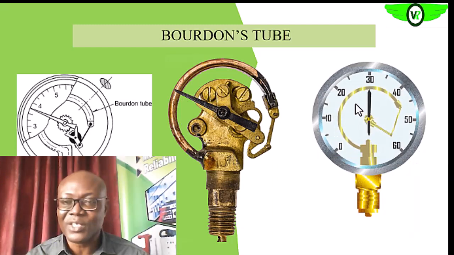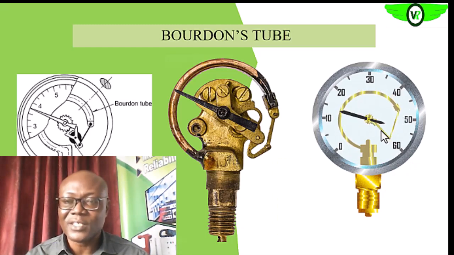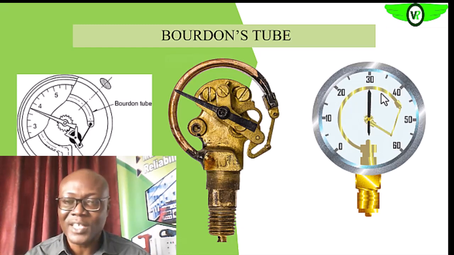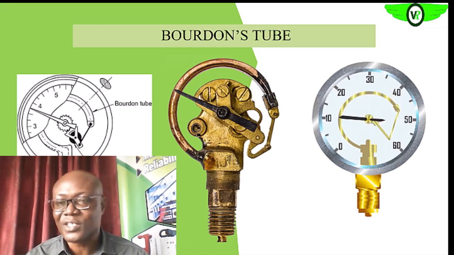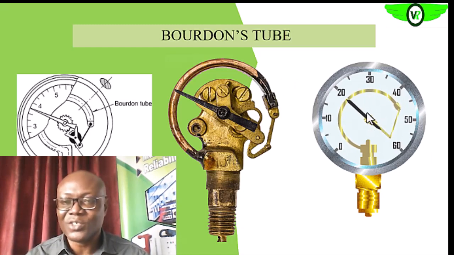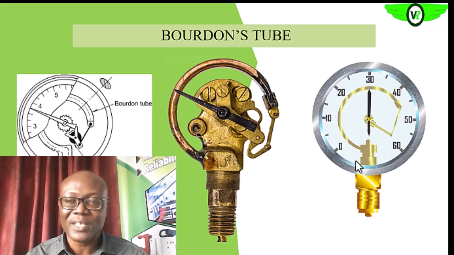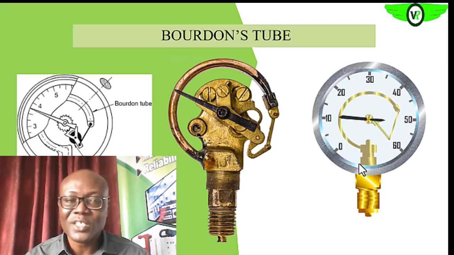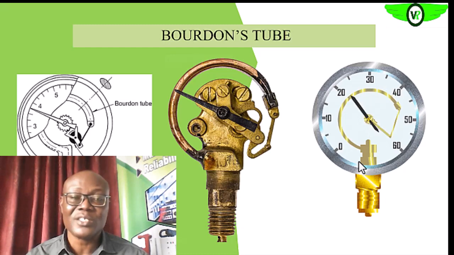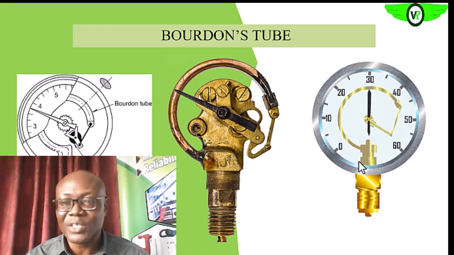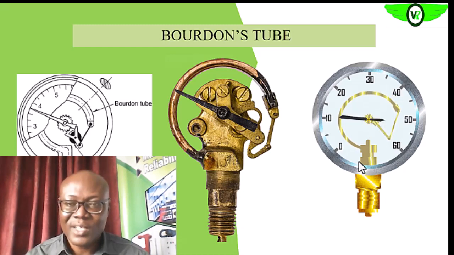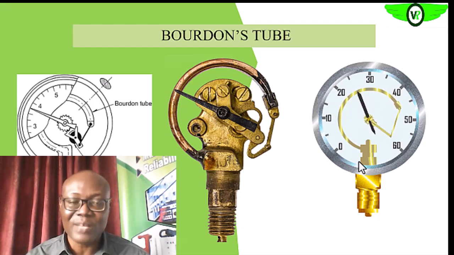Okay, so as the pressure is increasing, you see the tube is stretching out, and as it's stretching, the spindle will move to register the pressure that is responsible for that stretch. Then as the pressure also reduces, you see it falling back. Are we getting it? So this is the Bourdon tube, how it works. It's a very simple pressure sensor. Very simple and very reliable.